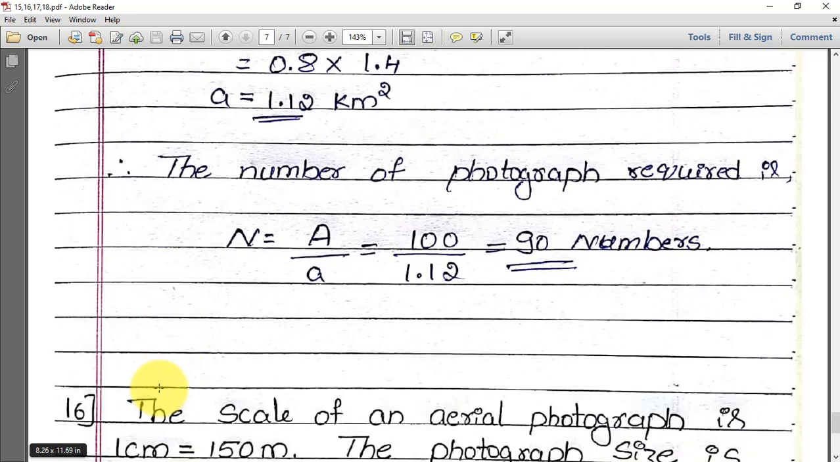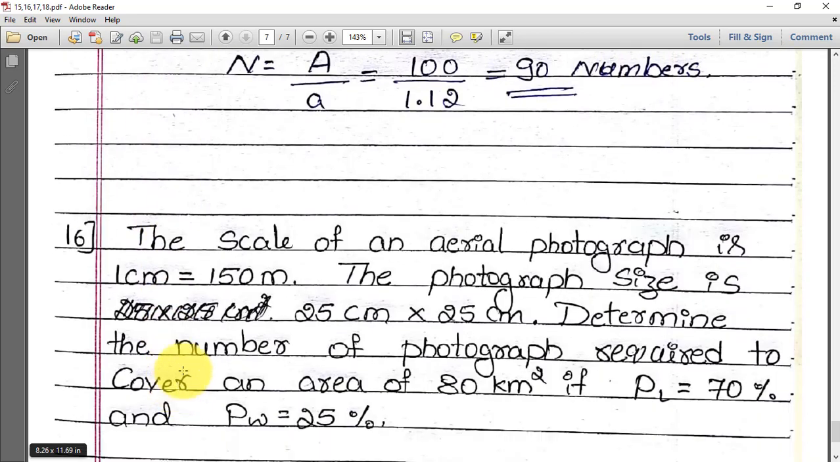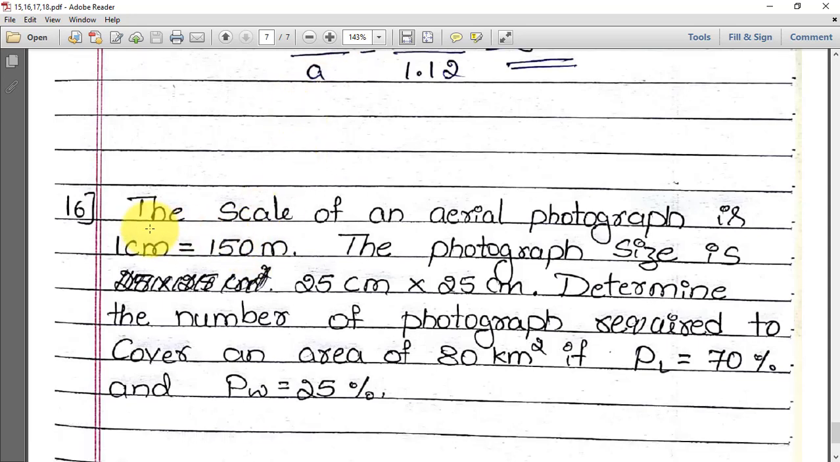So, easy problem. Next is an assignment; in the assignment you write both the figures and submit. Problem number 16 is like this. The scale of an aerial photograph is 1 centimeter equal to 150 meters. See here, S value is 150. The photograph size is 25 centimeter by 25 centimeter. Determine the number of photographs required to cover an area of 80 square kilometers. See here, capital A is 80, PL is 70% and PW is 25%.